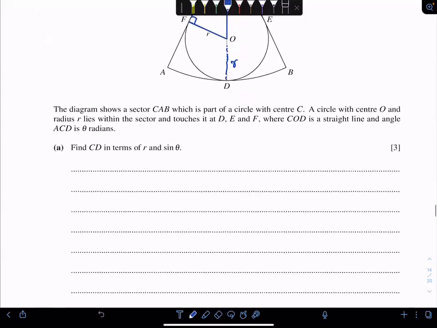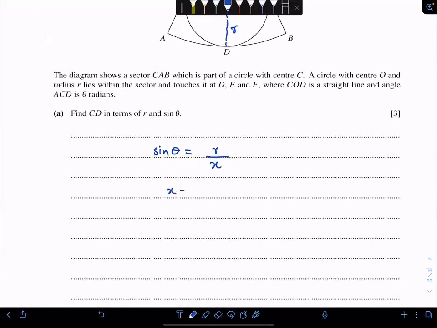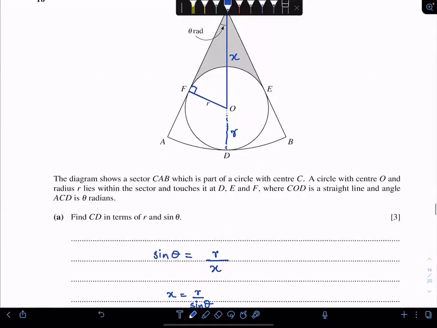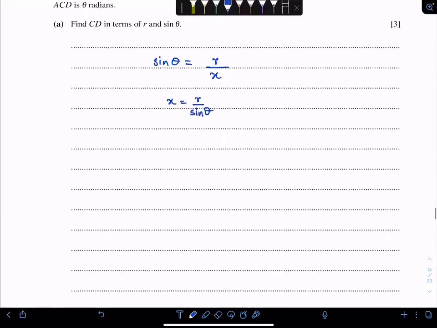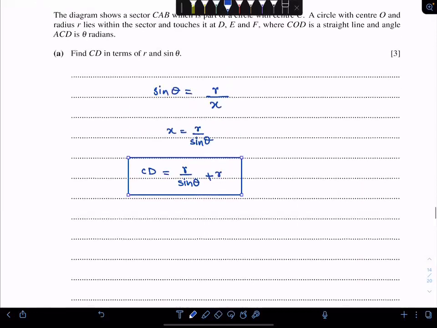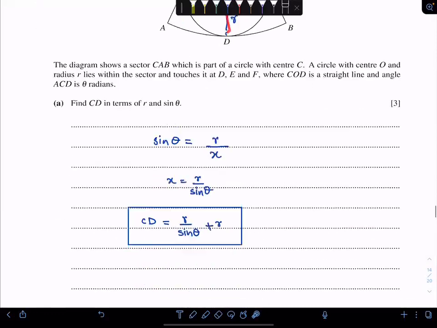R over X. So X is equal to R over sine theta. Then the total distance CD is equal to R over sine theta plus R. Got it? Yes, sir. This is R and this is R over sine theta.